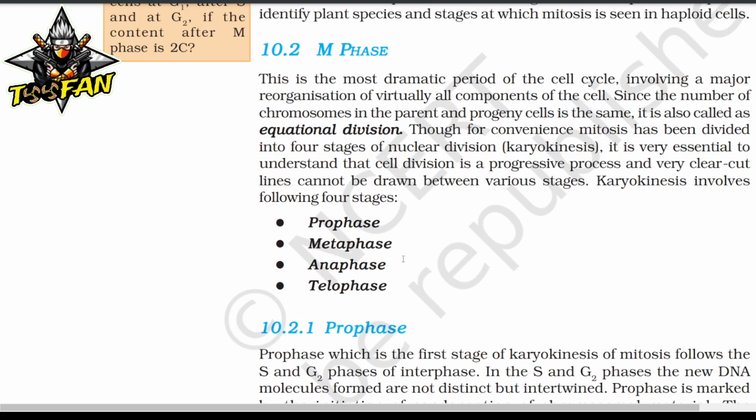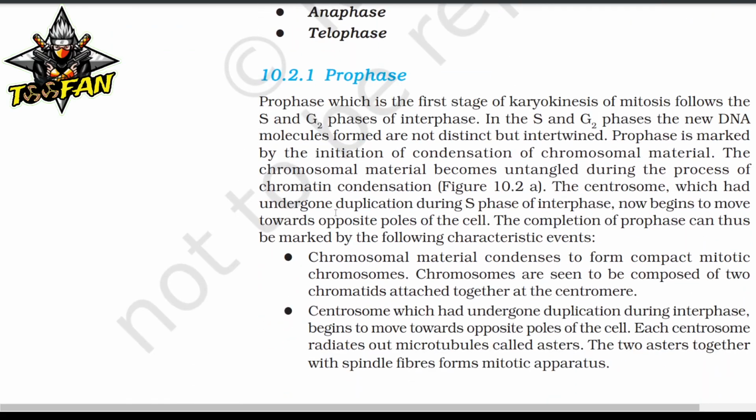Since the number of the chromosomes in the parent and progeny cells is the same, it is also called the equational division. Though for convenience, mitosis has been divided into 4 stages of nuclear division, karyokinesis, it is very essential to understand that cell division is a progressive process and very clear-cut lines cannot be drawn between various stages. Karyokinesis involves the following 4 stages: prophase, metaphase, anaphase and telophase. Prophase, which is the first stage of karyokinesis of mitosis, follows the G1, S and G2 phases of the interphase. In the S and G2 phase, the new DNA molecules formed are not distinct but intertwined.